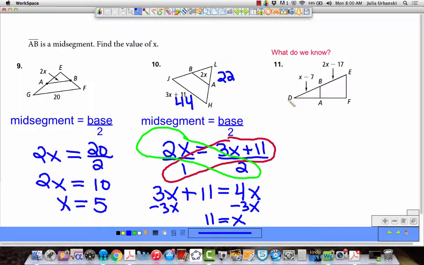That's right. Look at the numbers that they gave us. What do those represent actually? Those are actually the sides. And B is the mid-segment, so that means this is the midpoint, right? No, they're equal to each other. Exactly. Good job. This side equals this side. So your equation this time becomes x minus 7 equals 2x minus 17. And solve that one.